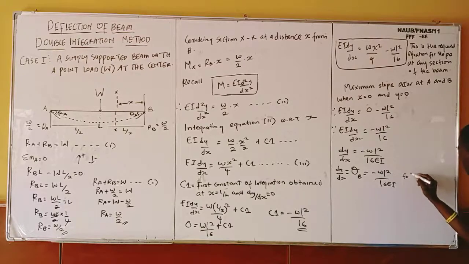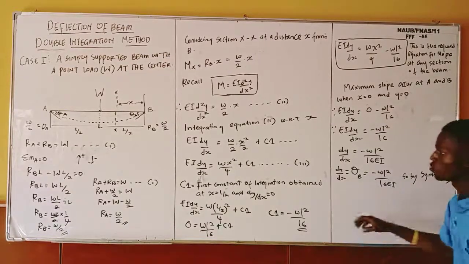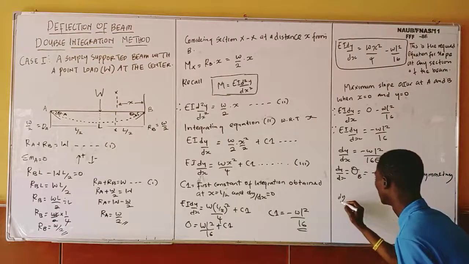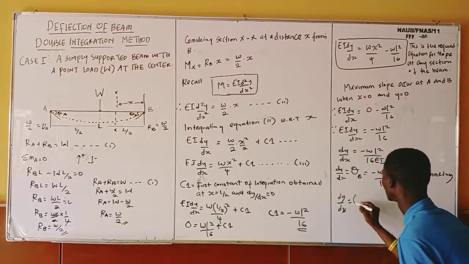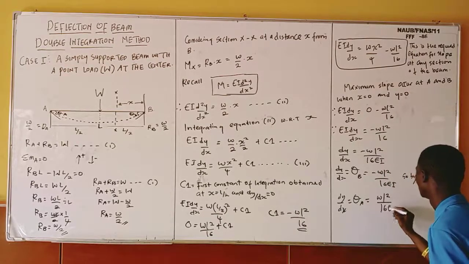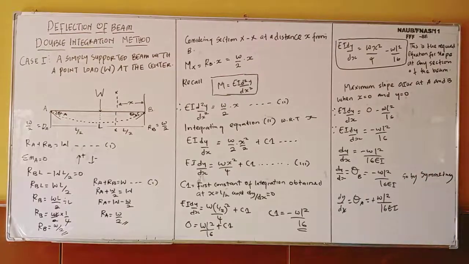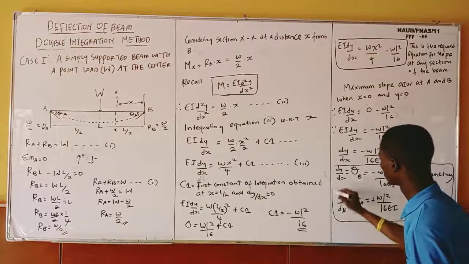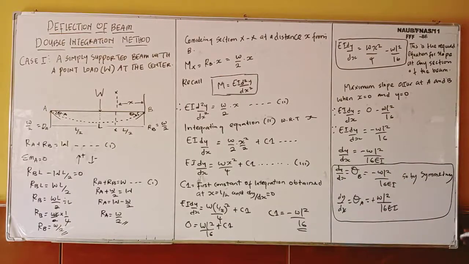So by symmetry, since this is from B, for me to have my slope at point A, you know that our maximum slope occurs at A and B. So now my dy/dx for A equals WL squared over 16EI. This one is going to carry positive. So this equation is the equation for maximum slope at any section of the beam, which is at point A and B.